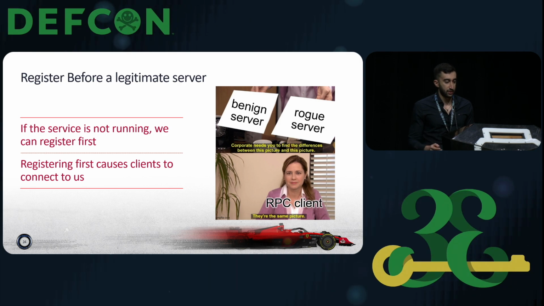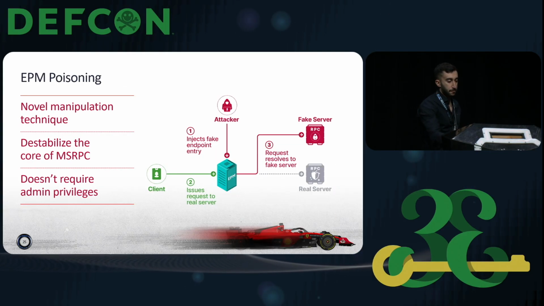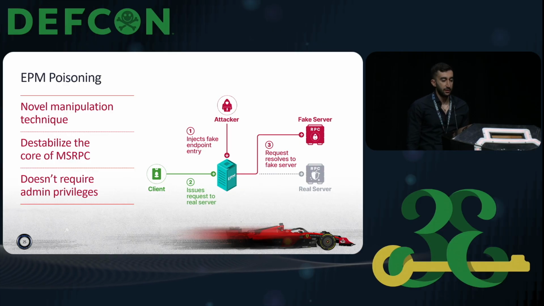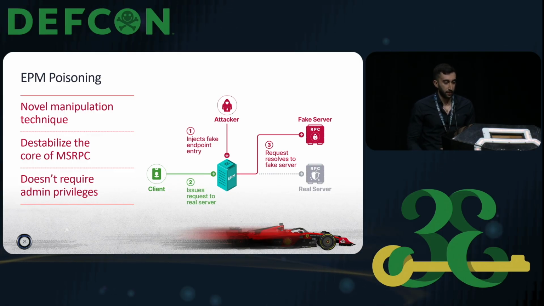When I tried registering an interface of a service that is turned off, its client connected to me instead. This is crazy. There are no security checks done by the EPM. It connected clients to an unknown process that isn't even running with admin privileges. EPM poisoning is possible, and it doesn't even require elevation. As far as I can tell, this attack vector has never been explored before. Now, let's see how we can weaponize it.